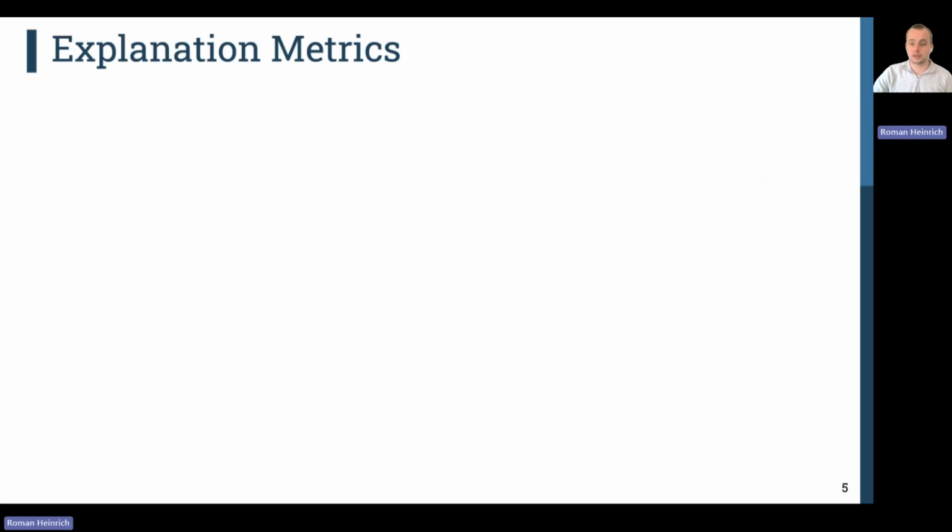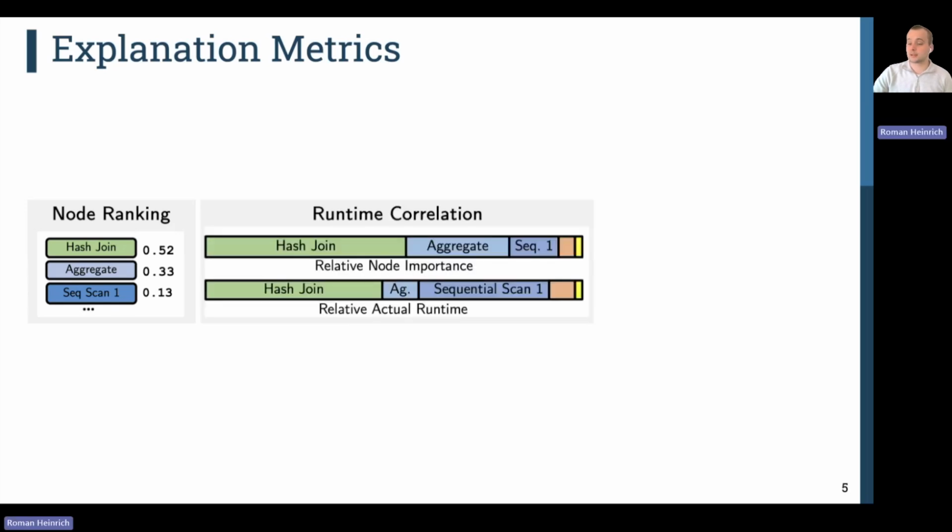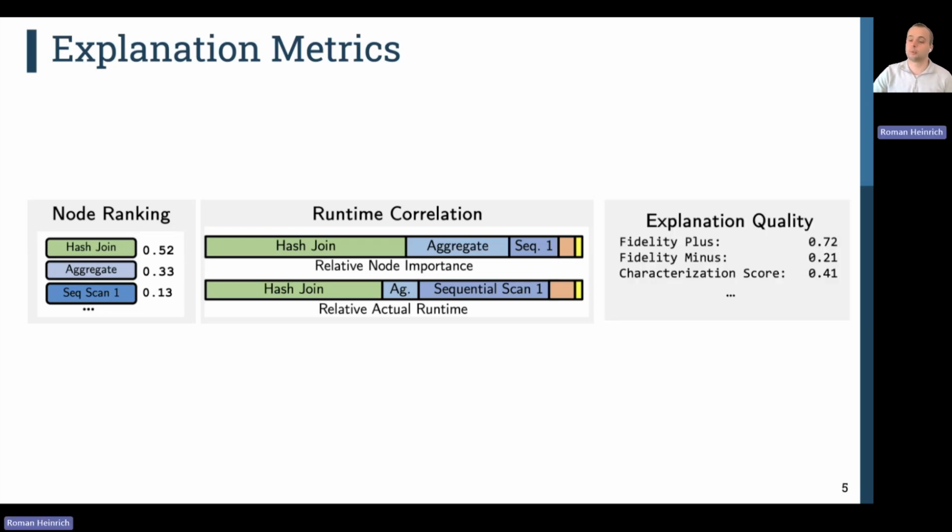At first, the scores allow us to obtain a node ranking that shows the most important nodes for the prediction. Moreover, we can analyze the correlation between the actual runtime fraction in the query plan and the importance scores. Both ways help to identify false assumptions and mistakes in the knowledge of the model. This in turn helps to improve future learned cost models. Additionally, we report various metrics to assess the quality of the explanations.